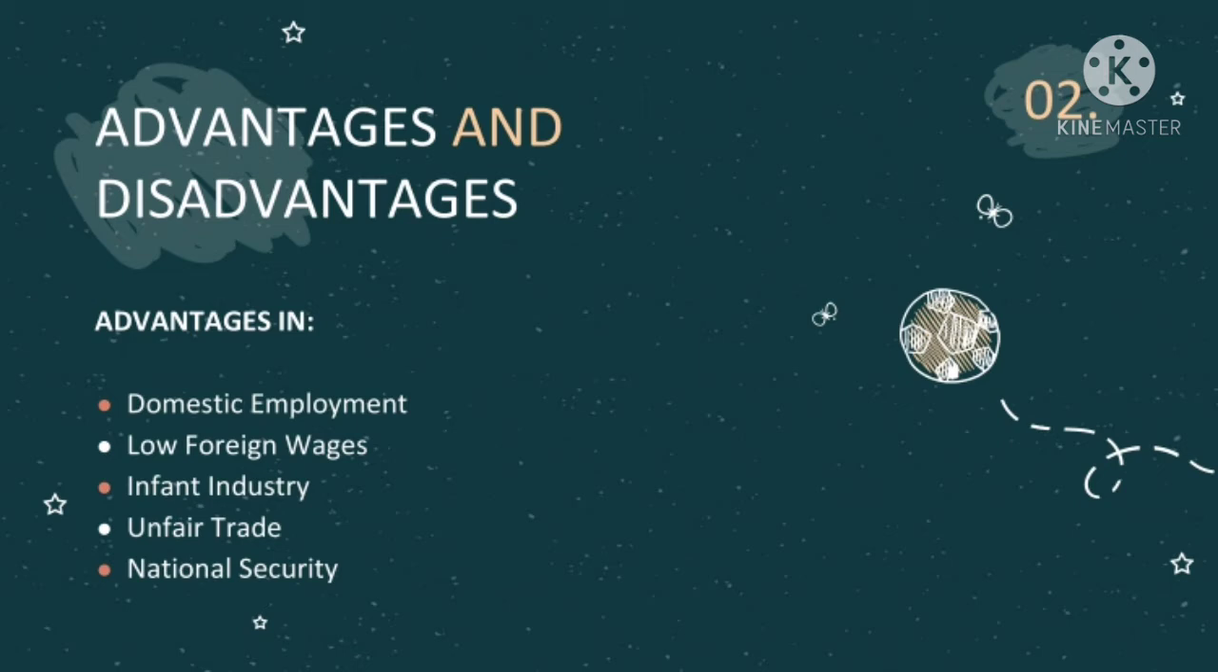Number 1, domestic employment. Because foreign imports are produced in other countries by foreign workers, subsidizing exports and increasing domestic production also increases domestic employment. Number 2, low foreign wages. Subsidizing the exports of domestic production compared to imports produced by foreign workers who receive lower wages.